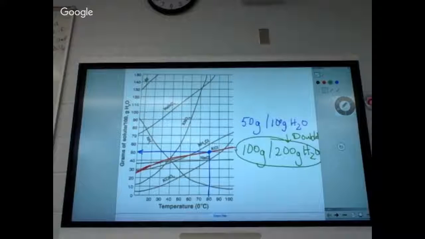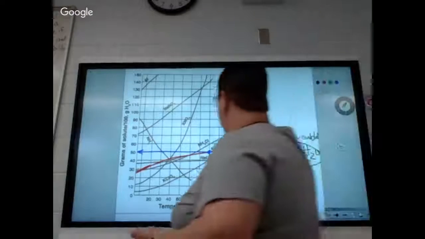All right, so if we look at question 1, what does it say about 20 degrees Celsius? Least soluble, right? So find 20 degrees Celsius on the graph.